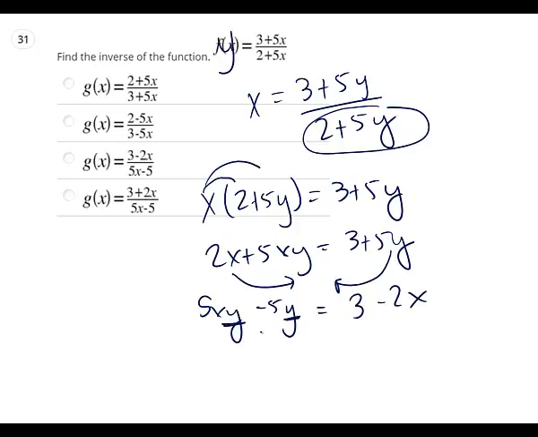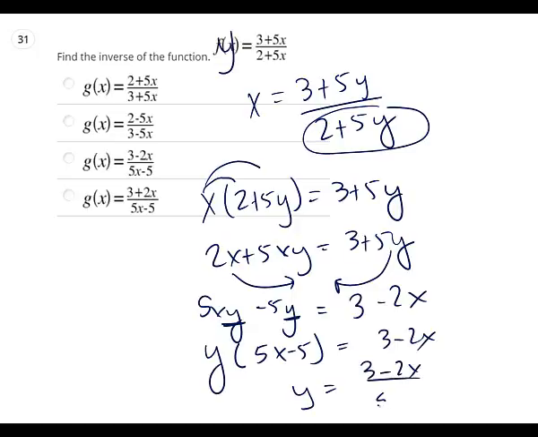A y. We don't want to take the 5 out because we're trying to isolate y, right? So we're going to just leave the 5 in there. So 5x minus 5 equals 3 minus 2x. And then I'm going to divide by that. So y equals (3 minus 2x) over (5x minus 5).